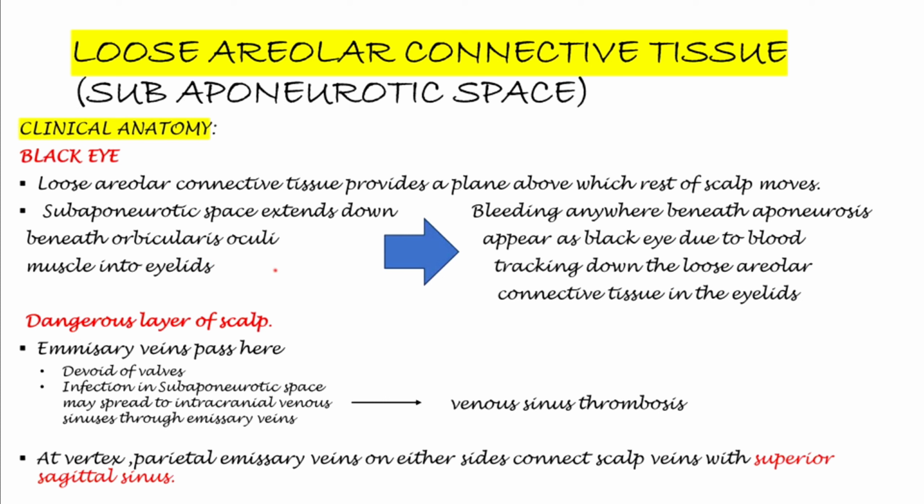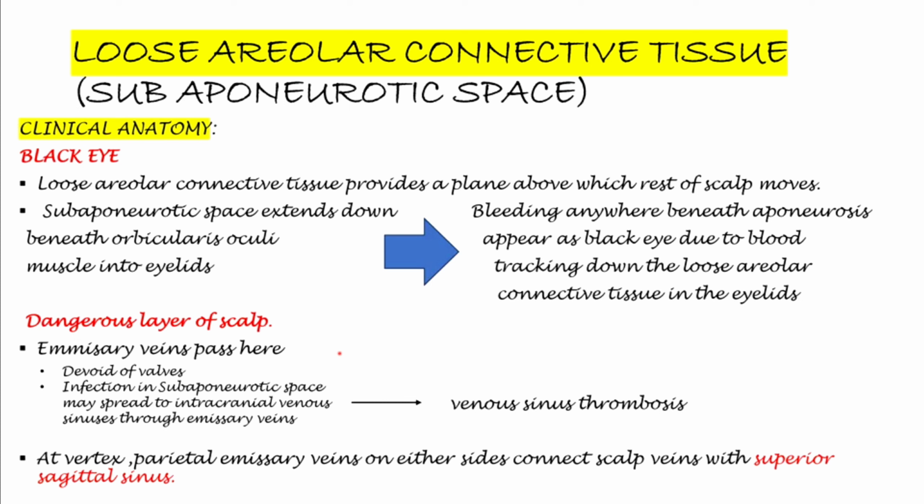The subaponeurotic space extends down beneath the orbicularis oculi muscle into the eyelids. The frontal bellies have no bony attachment and they blend into the muscles of the eye. So bleeding anywhere beneath the aponeurosis appears as a black eye due to blood tracking down from the subaponeurotic space into the eyelids. The fourth layer of the scalp is called the dangerous layer of the scalp because the emissary veins pass here.